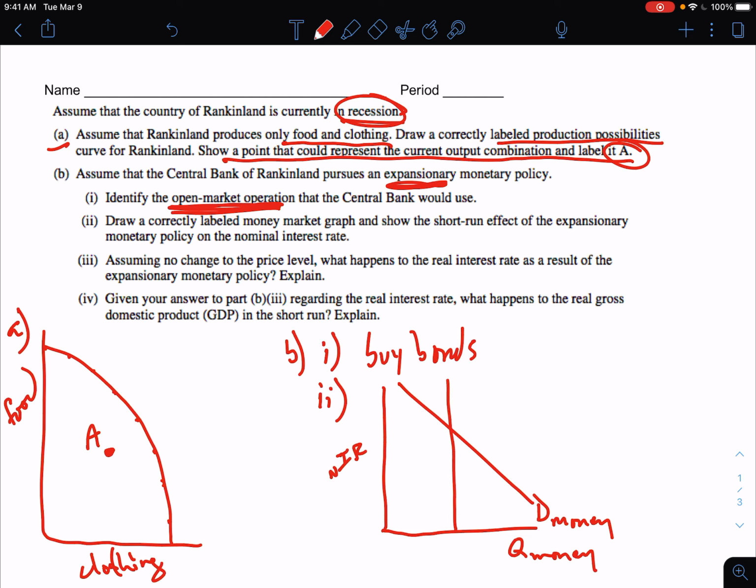So we know that in the market for money, we have a supply of money, which is vertical, and by buying bonds, we make the money supply bigger. So SM1, we go from IR to IR1, nominal IR, and we show that the nominal interest rate goes down. And that's it for 2.